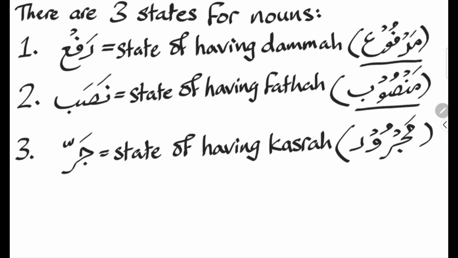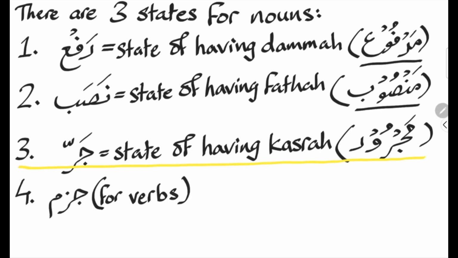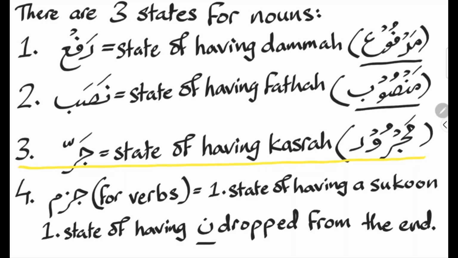Now there's a 4th state which is exclusive to verbs, af'al. It's called jazm. Jazm is a state when either a sukoon appears at the end of the verb, or its substitute, such as the noon, which comes at the end of a few of the fi'l mudari' like taf'alani, is dropped from the end. So jazm means two things: either a sukoon appears at the end of the verb, or its substitute, meaning a noon, is dropped from the end. A word that has jazm is called majzoom.